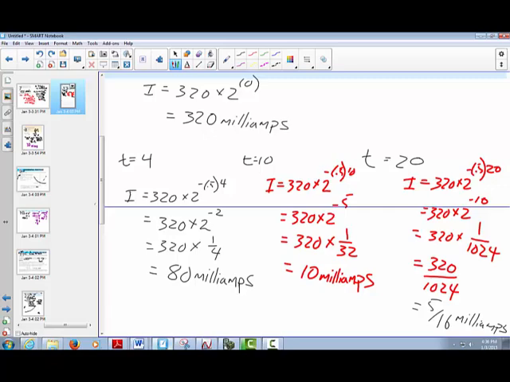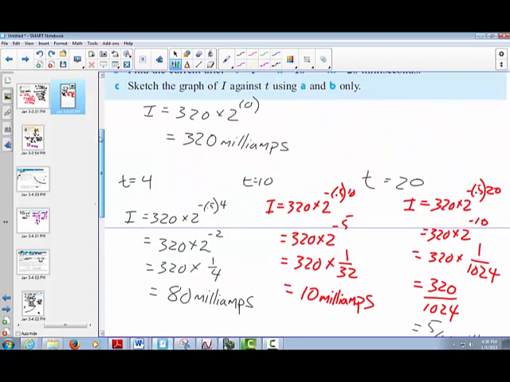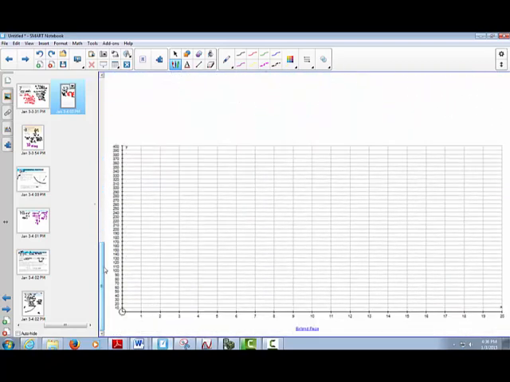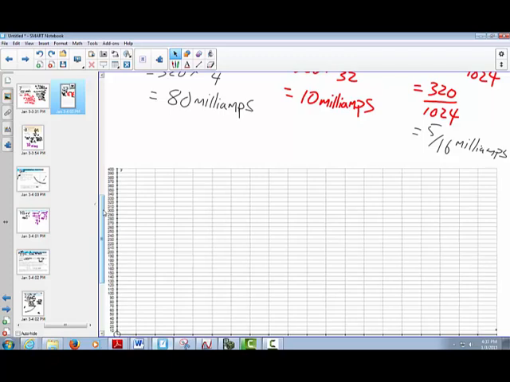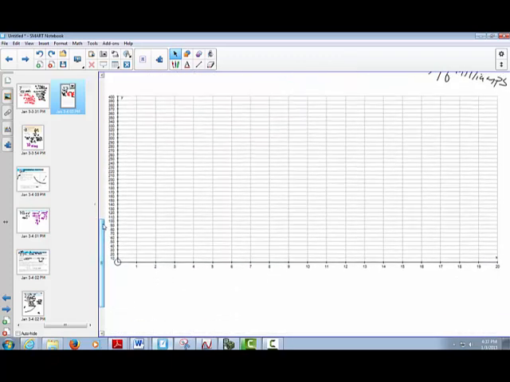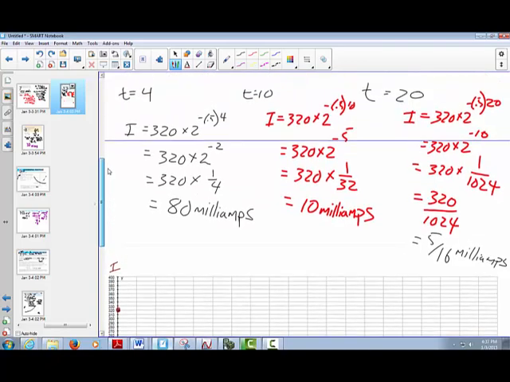Now, I'm guessing part C is going to ask us to sketch a curve. 320, 80, 10. Move the graph up a bit. Fits a little better. So this is I, this is t. At 0, we have 320. At 4, we have 80. At 10, we have 10.